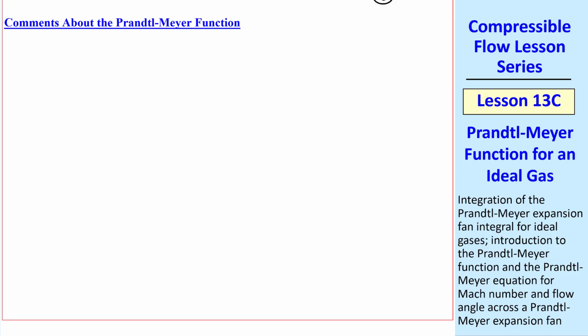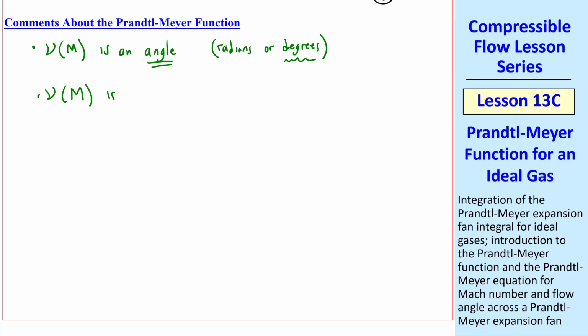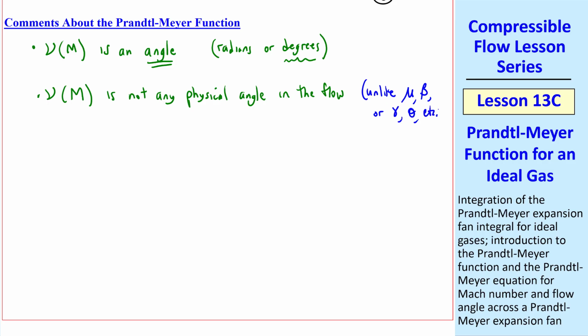Finally, I'll make some comments about this Prandtl-Meyer function. Nu as a function of M is an angle, so like any angle, it can be written in units of radians or degrees. We generally prefer degrees, as you saw in the CAC, but you have to be careful because some software requires angles in radians. Nu of M does not represent any physical angle in the flow, unlike mu or beta or alpha, theta, etc. It's just a function or a parameter that we can use to solve these problems.